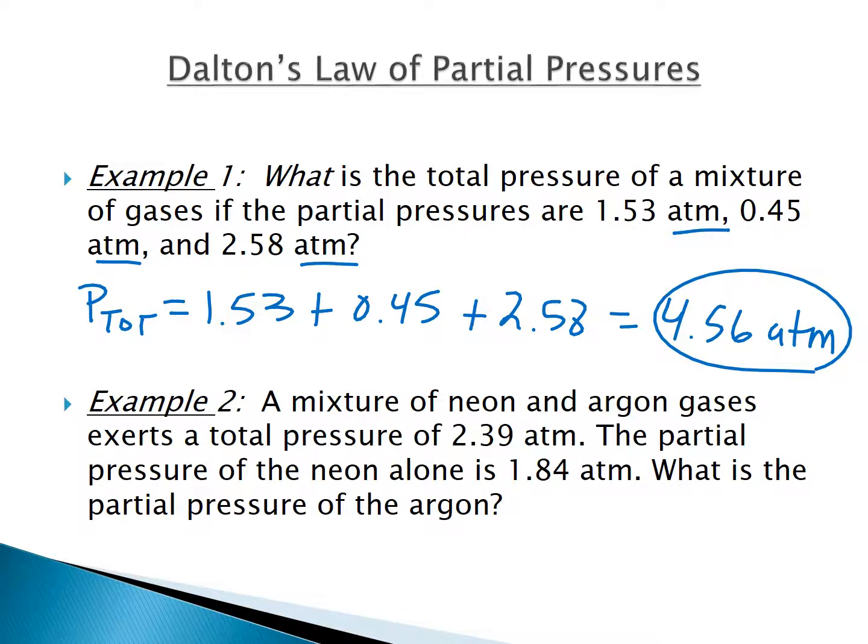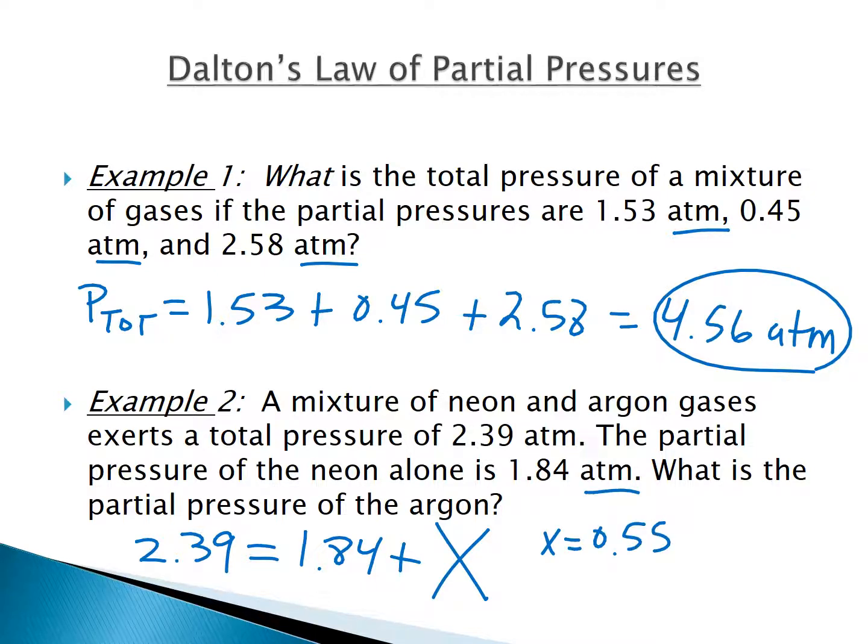Next and final example, it says a mixture of neon and argon exerts a total pressure of 2.39 atmospheres. So our total pressure is 2.39. The partial pressure of neon is 1.84. What's the partial pressure of argon? So let's call that X. We're given two of the values and not the third, so we got to solve for X. So 2.39 minus 1.84, X is going to equal 0.55, and our units are in atmospheres, so 0.55 atmospheres.